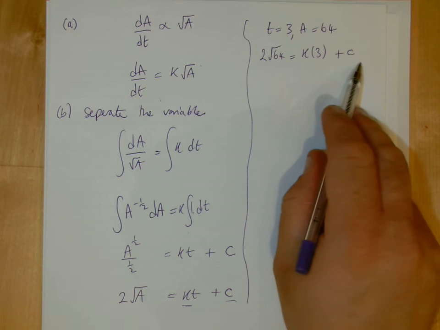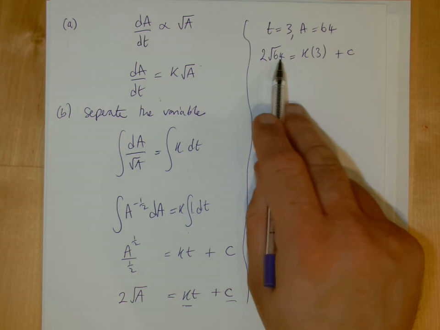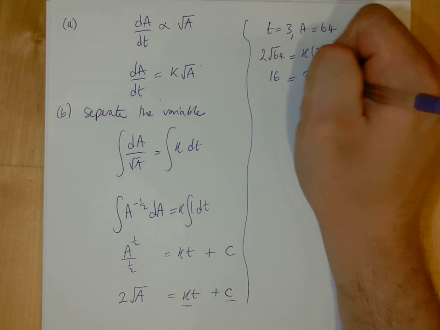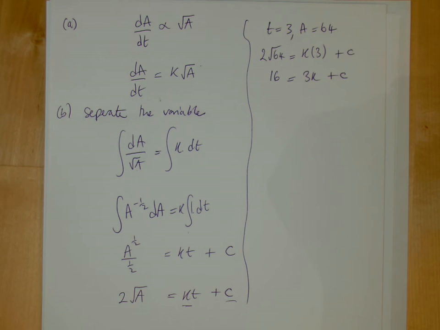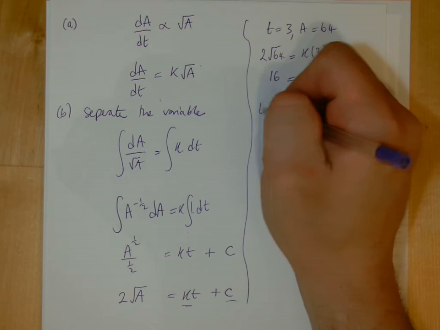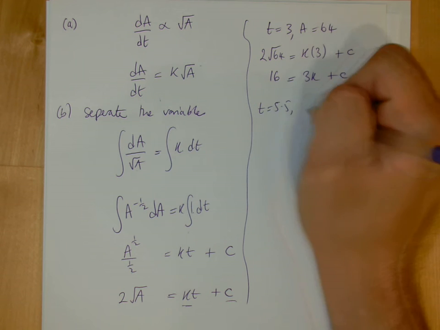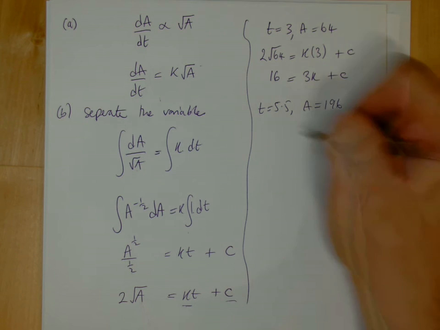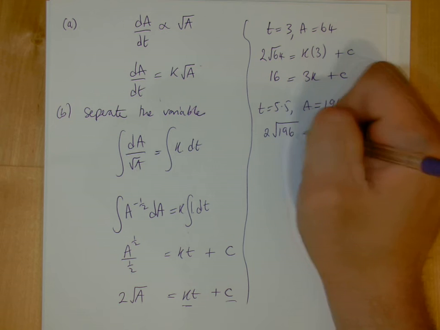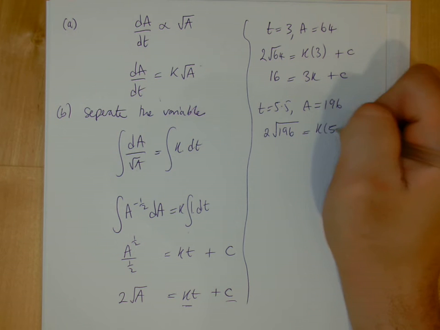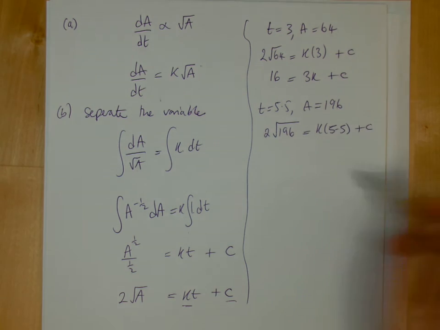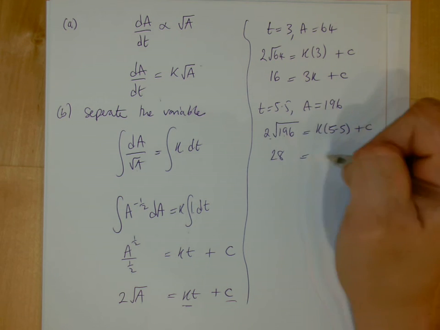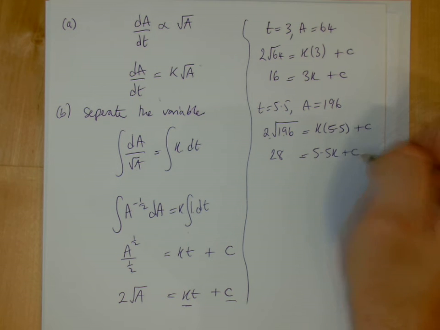So I can work out there, 2 root 64, root 64 is 8, so that'll be 2 times 8, which is 16, that'll be 3k plus c. So I've got an equation there, and then I've got another condition. It says when t is 5.5, a is 196. So if we sub that in here, I'll have 2 root 196 equals k times 5.5 plus c. Now, root 196 is 14, you can use a calculator, so 2 times 14 is 28, 5.5k plus c.